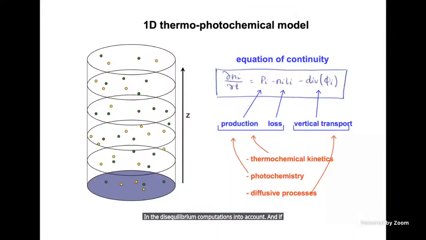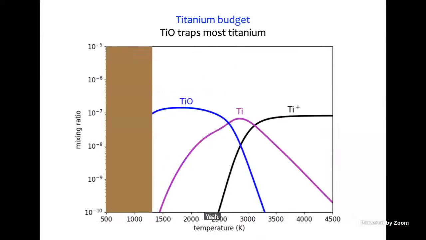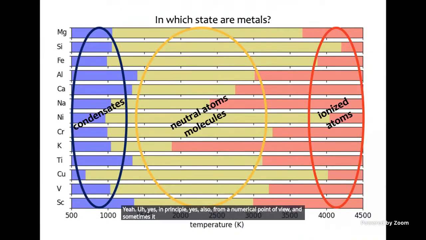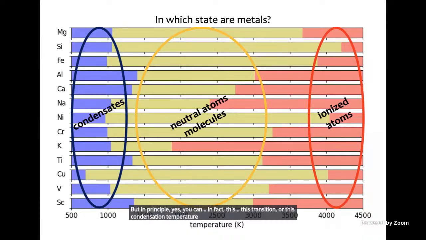If these condensates are taken into account in the chemical equilibrium calculations, you mean? Yes, in principle, yes. From a numerical point of view, sometimes it may be tricky to take into account all of them properly. So sometimes what you do is you just include one and see at what temperature it condenses. But in principle, yes, you can. In fact, this condensation temperature is calculated this way, with these chemical equilibrium calculations. It is the temperature at which, for example, scandium will start to condense into some scandium oxide or whatever.